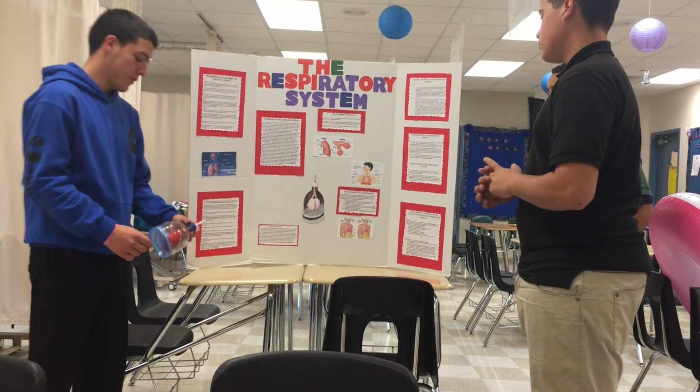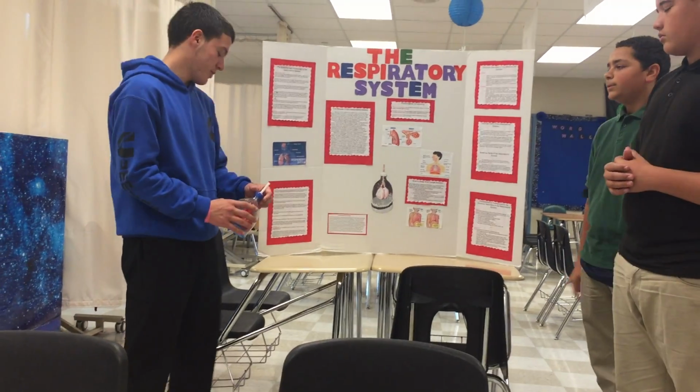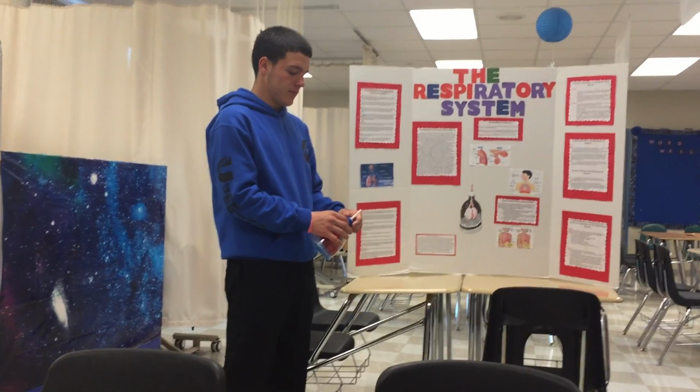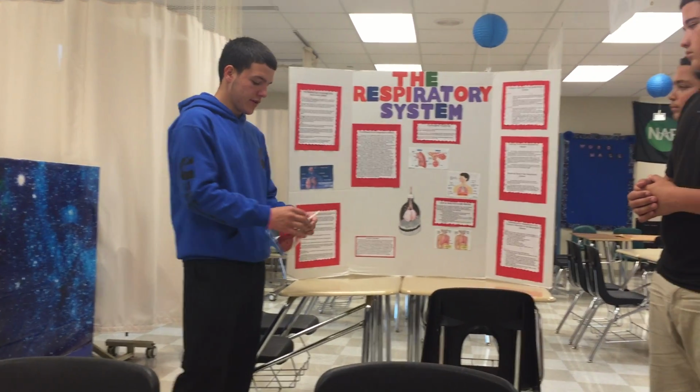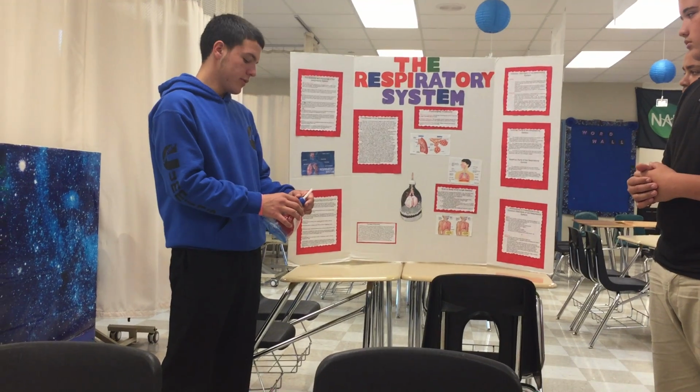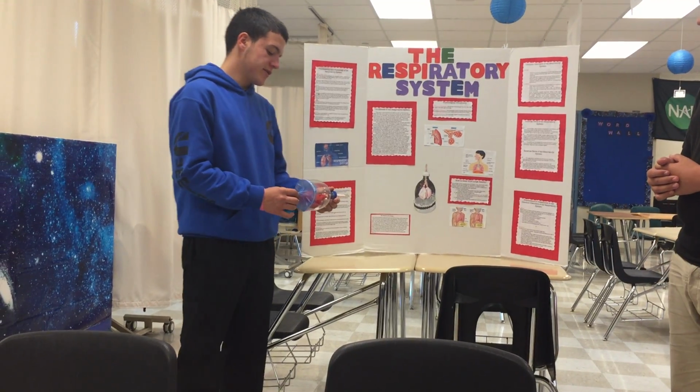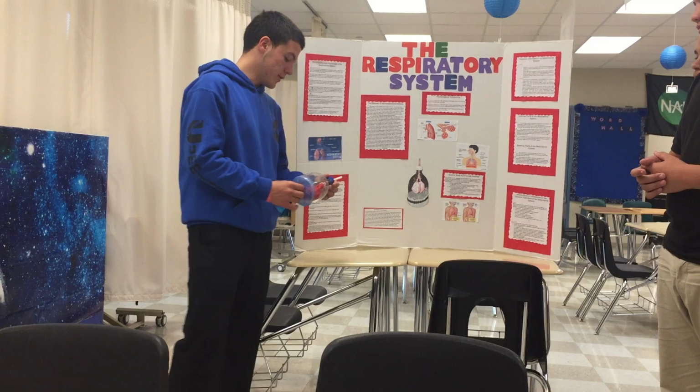Alright, so then we have a model, and these two balloons would represent the lungs. This tube that goes down would be the trachea, and this right here would be what you call the bronchioles. Then this right here is the diaphragm, which is a muscle that contracts in order to help breathing.